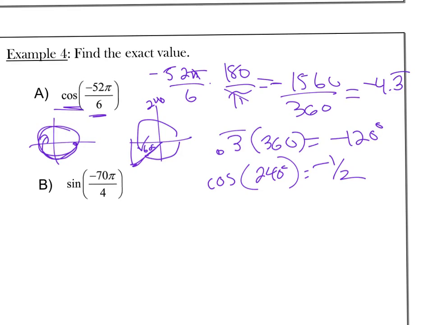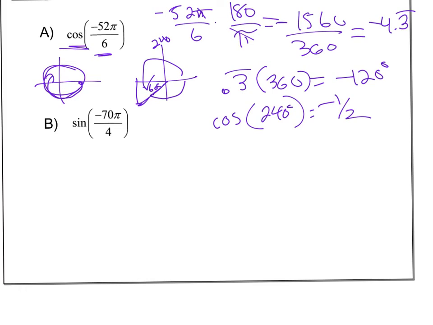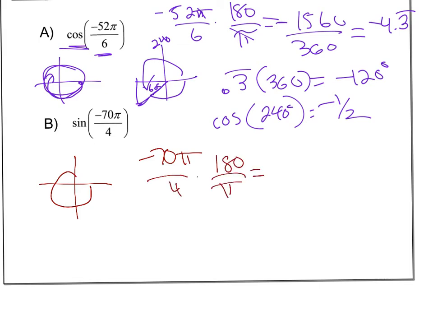So for letter B, negative 70 pi over 4. Again, you're going negative. So you're starting here and going this way. You want to figure out kind of what the equivalent is. So negative 70 pi over 4 times 180 over pi. A lot of multiplication later, it's negative 3150. You know, the pi's cancel out. Mash your calculator a little bit. That's what you get. Divided by 360, negative 8.75.